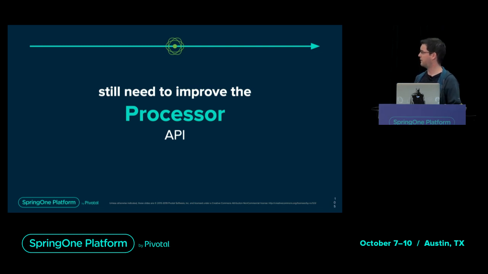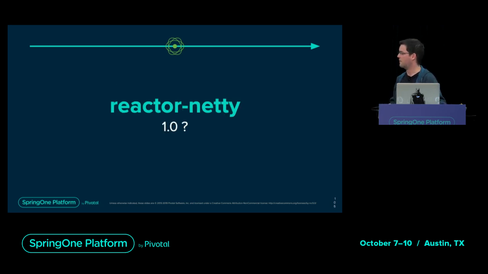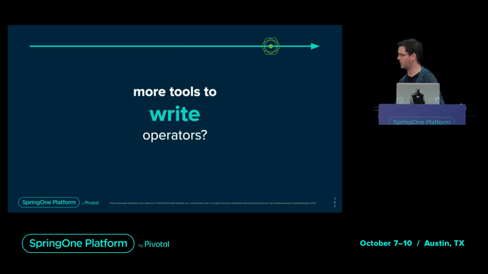Something that we've put aside for a bit, but we still need to improve the processor APIs. It's still too easy to shoot yourself in the foot while using the processor because the API is not that good at showing you the right way of using it. So we need to improve that. Reactor Netty 1.0, at some point we will have to release the 1.0, right? So we've been waiting for it for a bit. And probably also more tools to write operators.